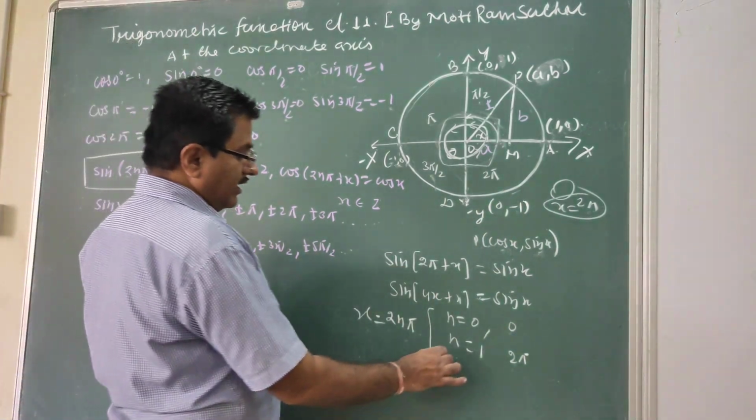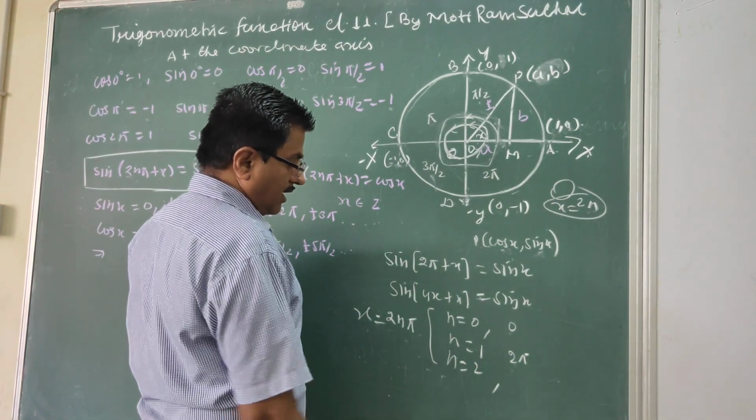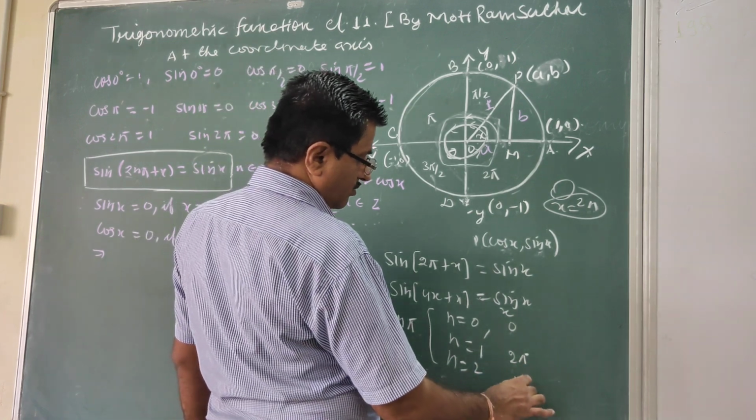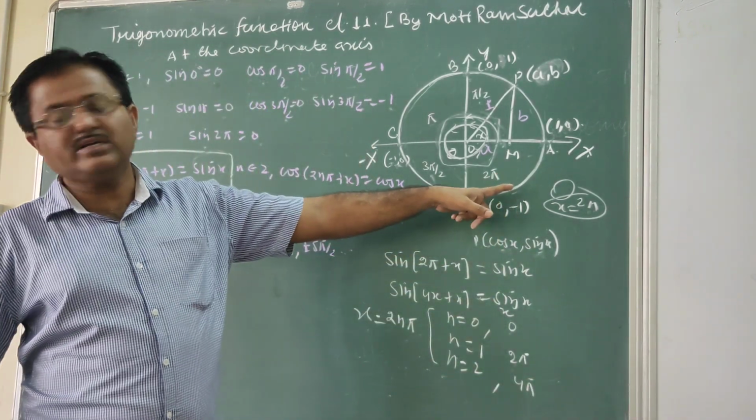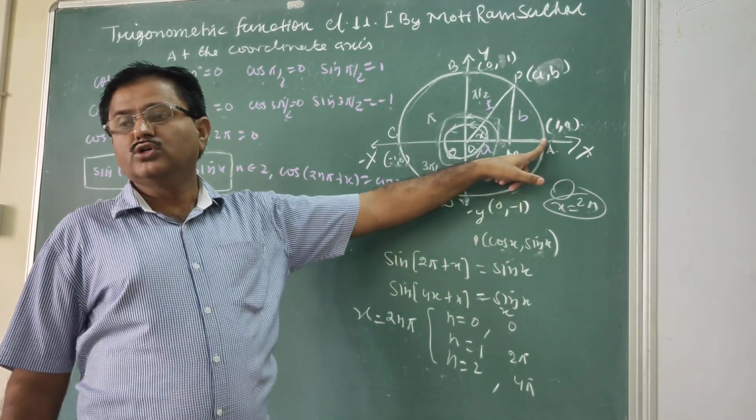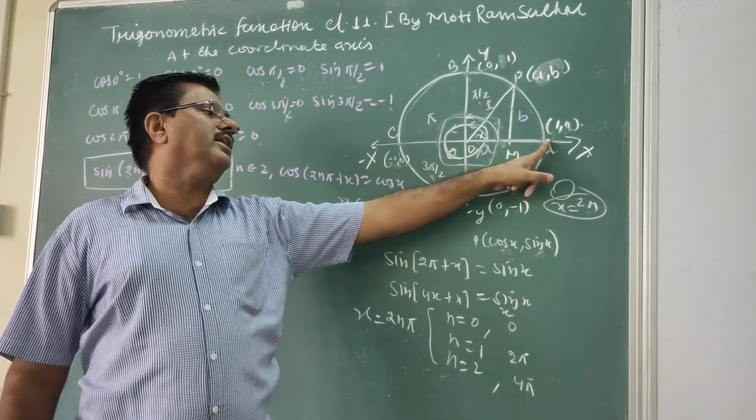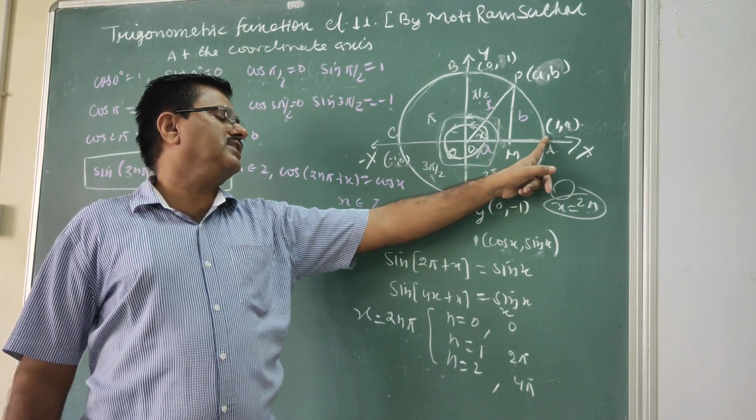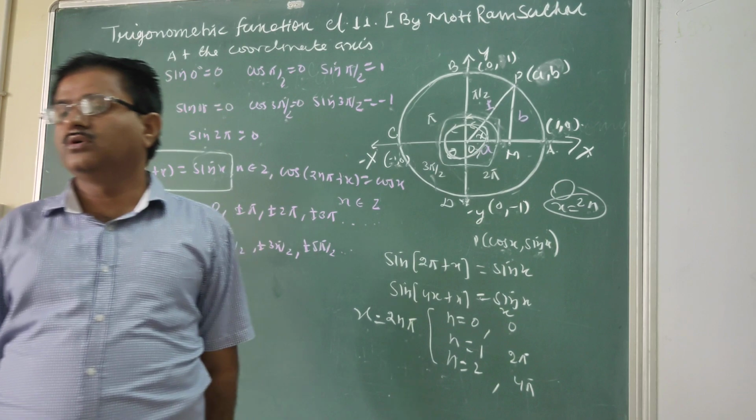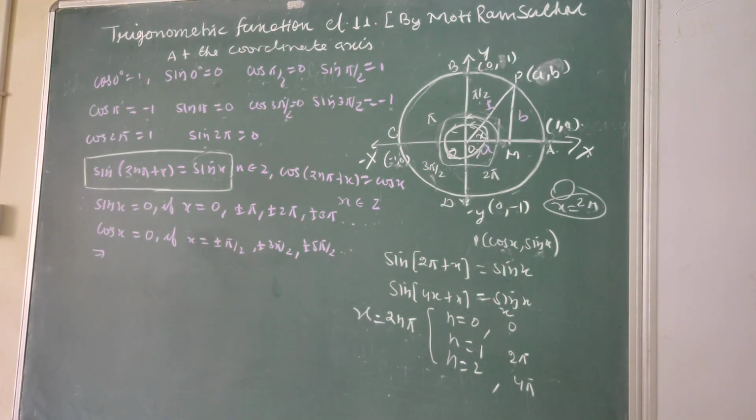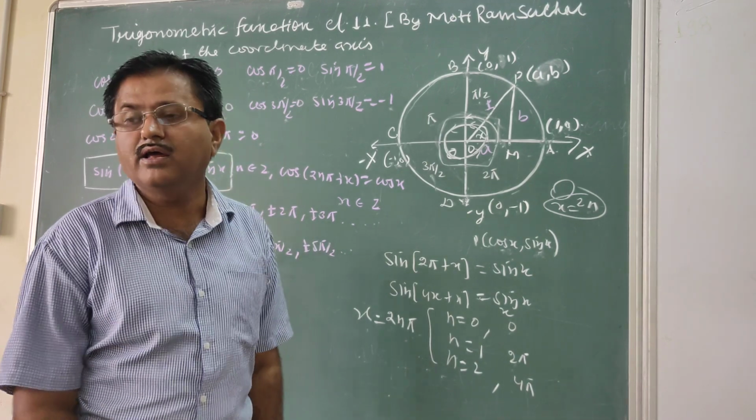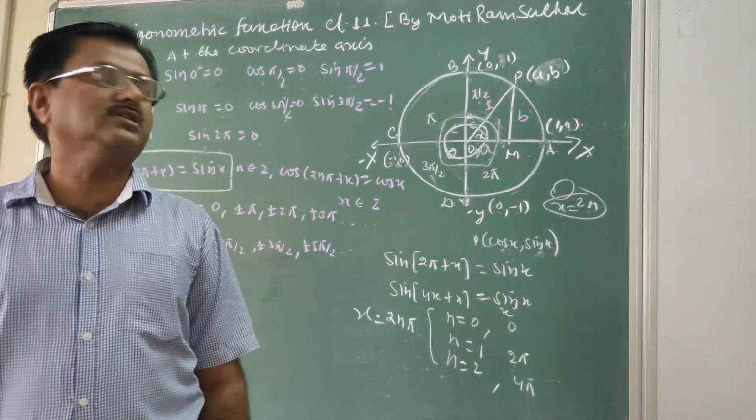Clear? Similarly, you can take n as 2, so theta will be 2 into 2, 4 pi. Again 4 pi means this completes 2 rounds, 1 and 2. So after completing 2 rounds, the point is again at the point A, or coincides with A. So again the value of sin 4 pi will be 0. So this is the time interval. After this time interval, the values of sin are repeated. Is this clear?